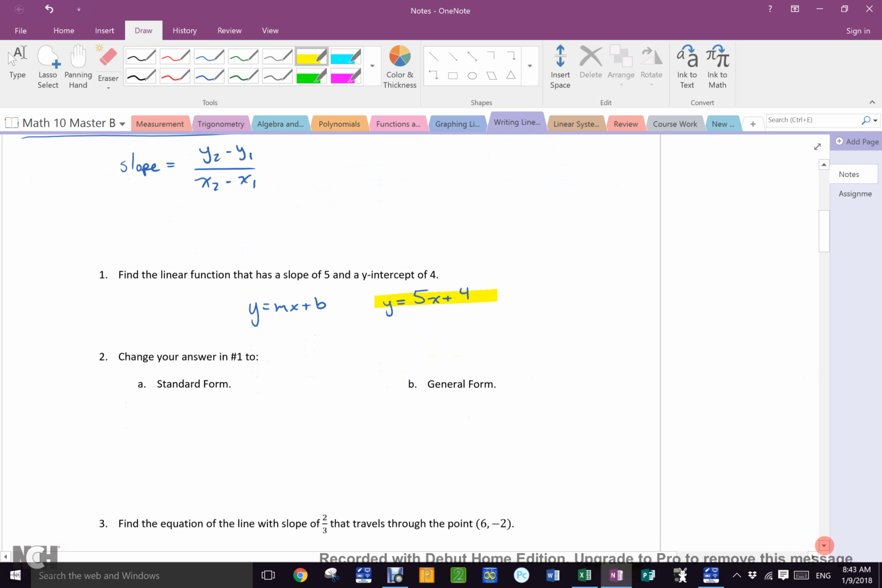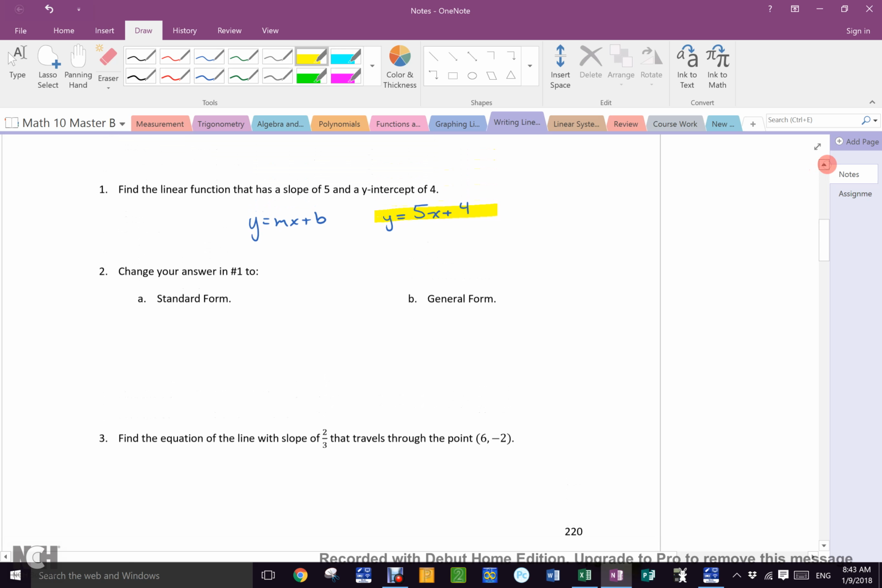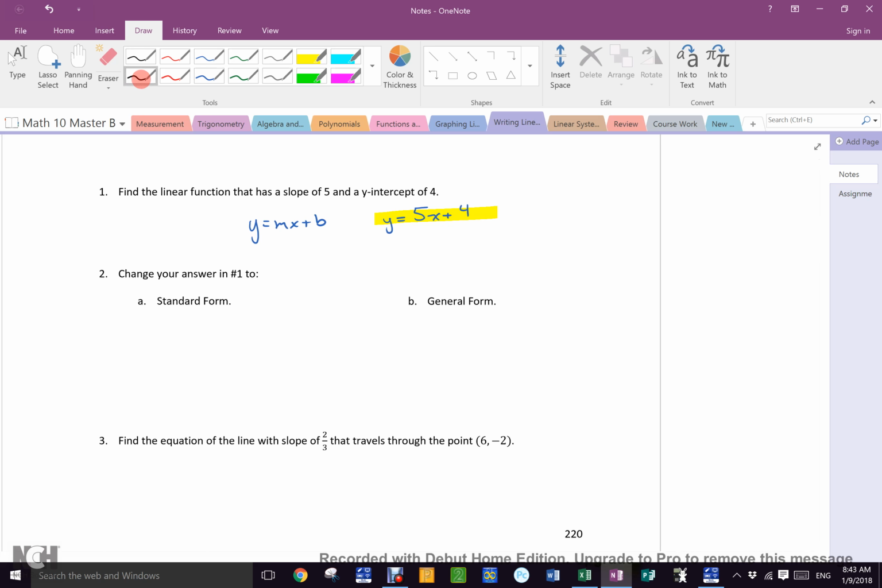Now, do algebra. Standard form, general form. Easy one, right? No brackets, no fractions. What do I got to do? I got to make this look like that. And then that. So what's got to move to do this one? The 4 could move, and the y has to move.